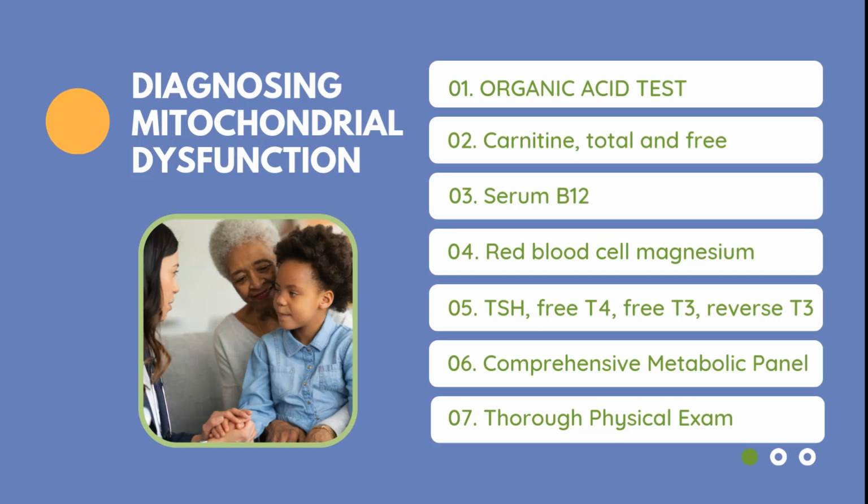Red blood cell magnesium level, of course, I mentioned earlier, should be as close to 6 milligrams per deciliter as you can. I want to do a thorough assessment of thyroid. Again, that's a whole other lecture unto itself, but we want to do it thoroughly.